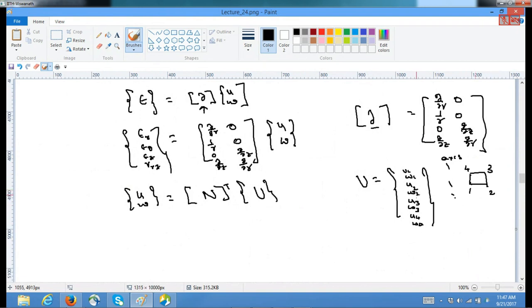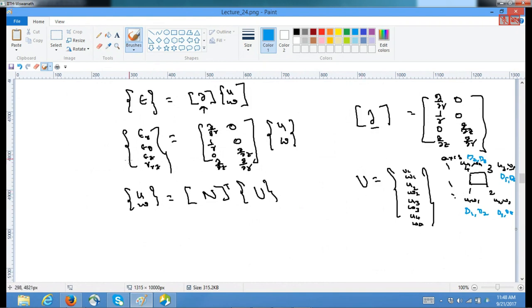So this is also your degree of freedom 1, U1, W1, U2, W2, U3, W3, U4, W4, or alternatively we can call this degree of freedom 1, degree of freedom 2, degree of freedom 3, degree of freedom 4, degree of freedom 5, degree of freedom 6, degree of freedom 7, degree of freedom 8. This just looks like our plane stress or plane strain element. However, it has a distance which is measured from the axis. Anyway, we'll come to that.